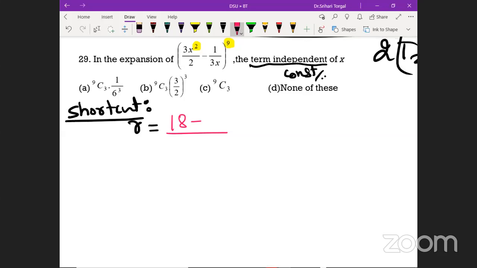18 minus 0, yeah, 18 minus 0 divided by 3, that is 6 is the R value. R value is 6 here actually. Okay, let me tell you how to write that when there is a general form.